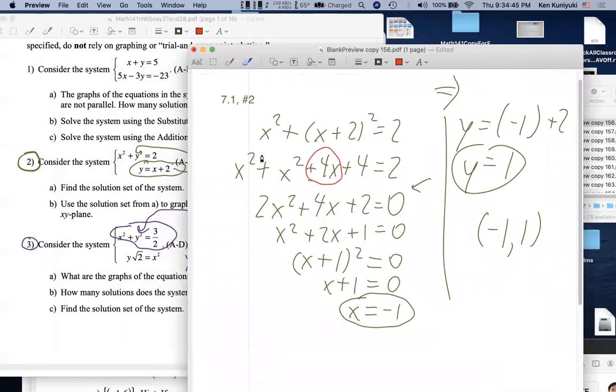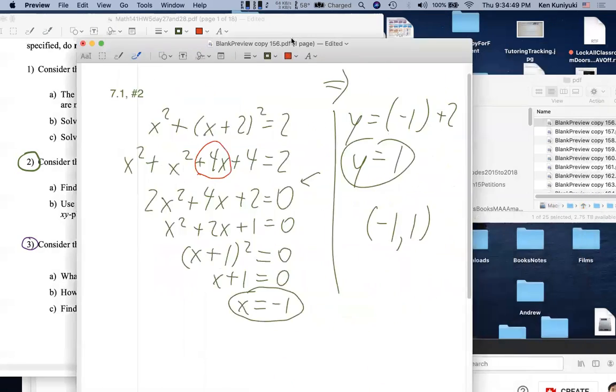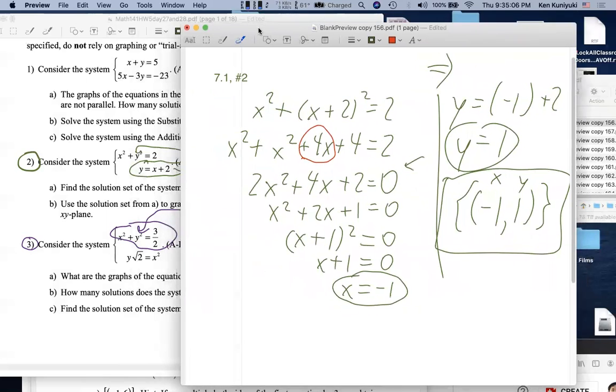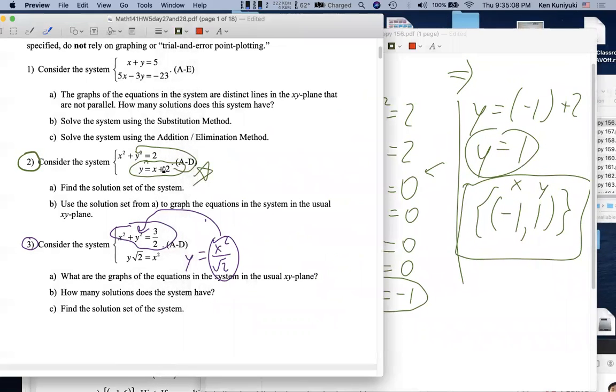Now, usually it's nice to check, but especially if y is a function of x, it's usually not as necessary. And also, we can verify with a graph whether or not we have the right number of solutions. So we think this is the solution set, with the ordered pair -1, 1. X first, and then y. Make sure it's in that order. And you can check not just my answer sheet, but in the original system. That's part A. In part B, use the solution set from A to graph the equations.